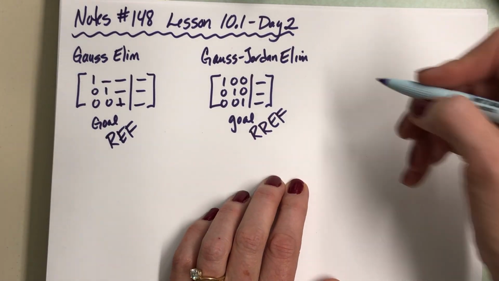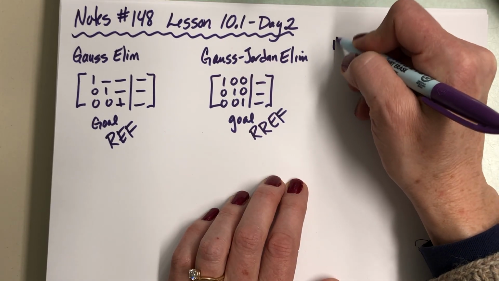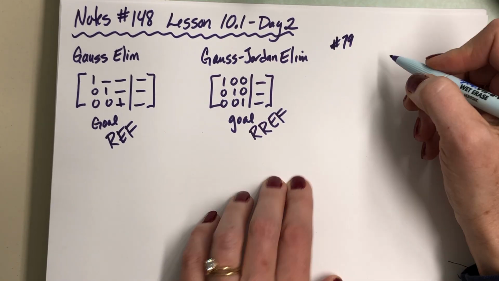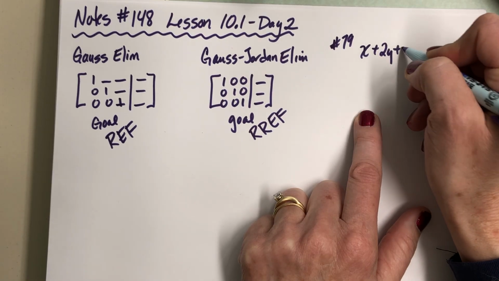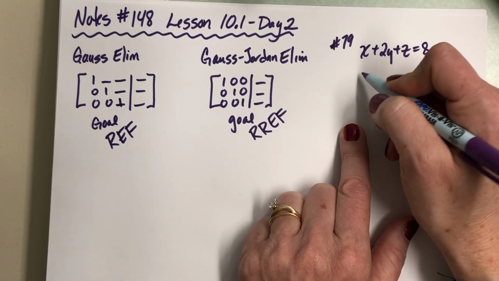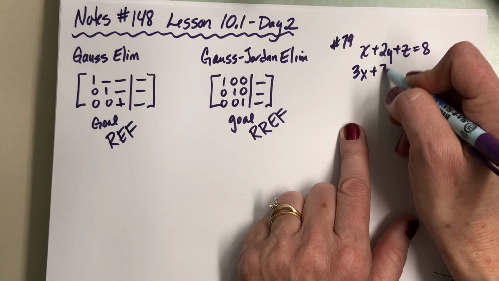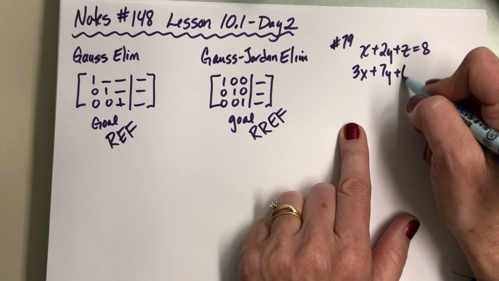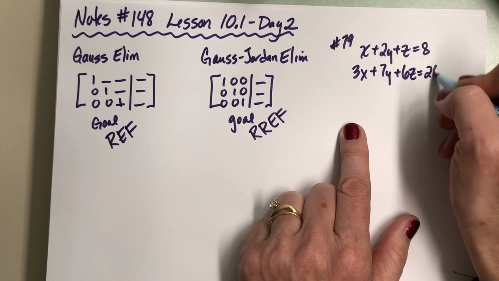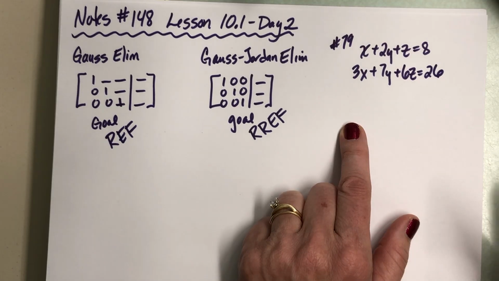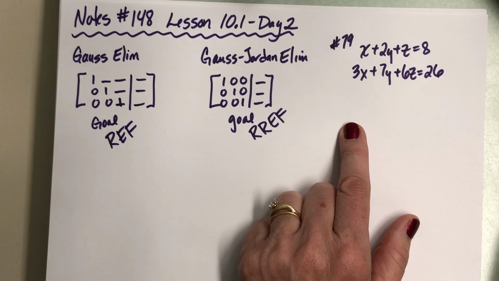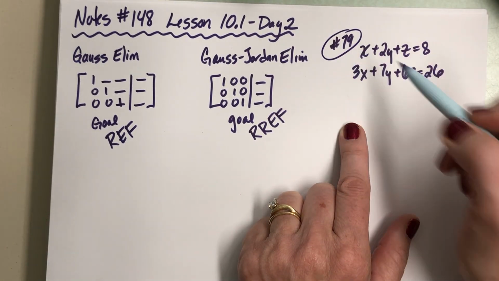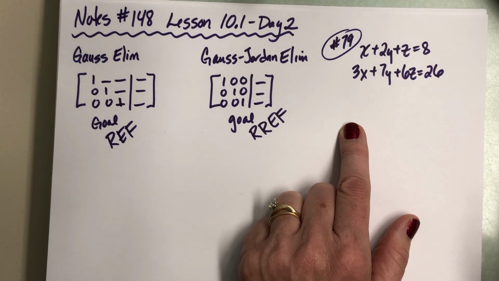We're going to try number 79 from your textbook, which is a bit peculiar because you've got x plus 2y plus z equals 8, and then you've got 3x plus 7y plus 6z equals 26. All right, so stop and look at that. Right away, you know something's a little off. You've got 3 variables, but only 2 equations. So you're thinking to yourself, this is going to be a little bit different.